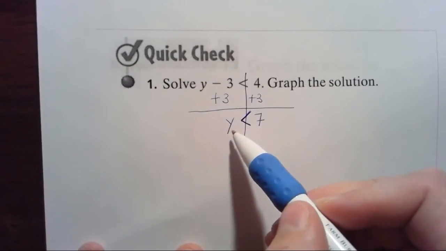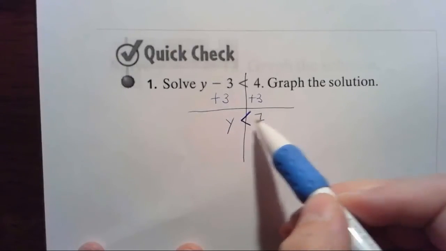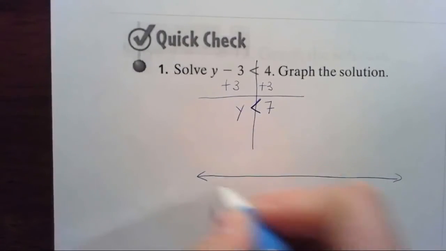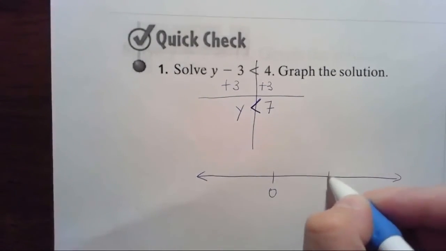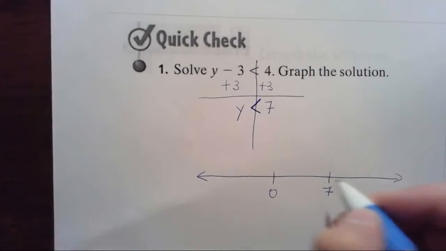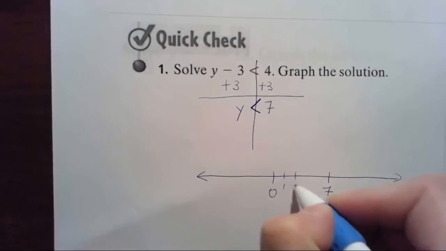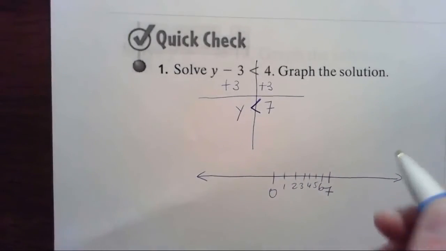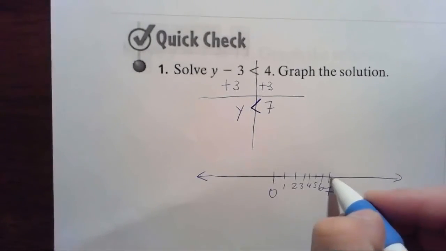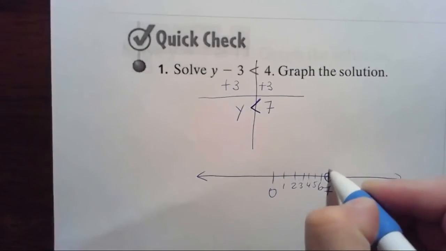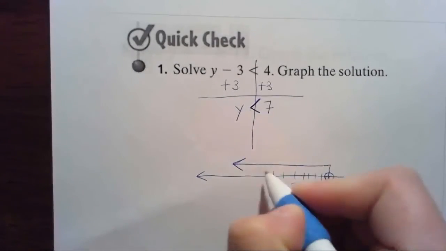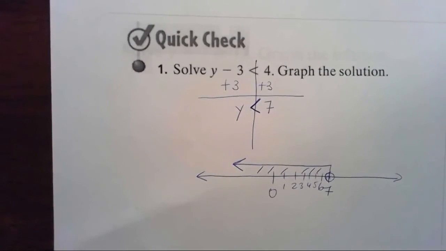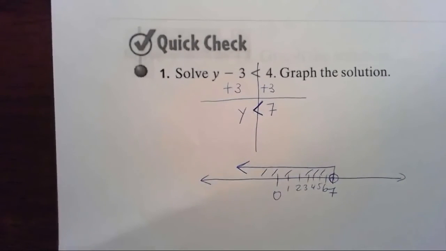All my numbers on the number line, I want to be less than 7. So I'm going to have a number line. I'm going to have 0. Put 7 in the right place. Put some other numbers. Okay. My circle will be open. And anything less than 7 is to the left of the 7. Voila. And I have the answer for this one.